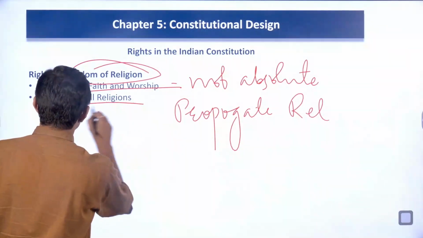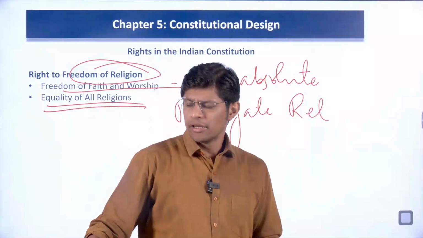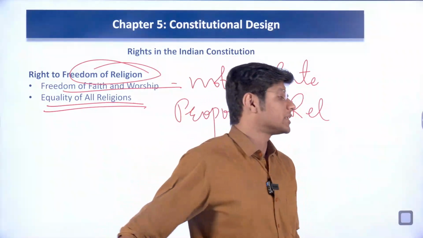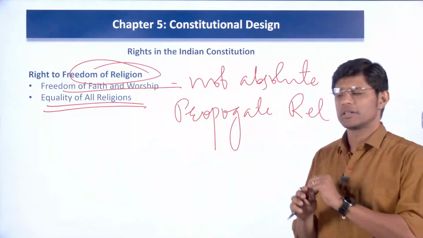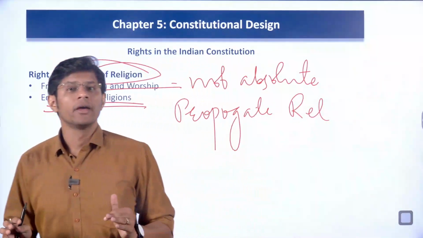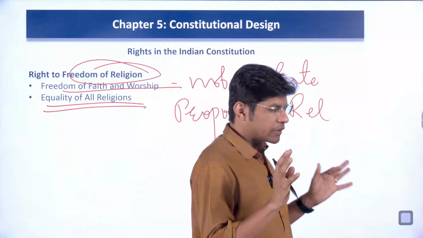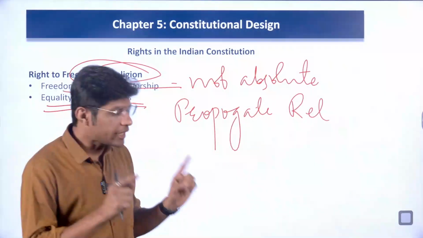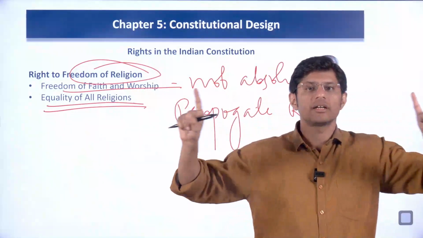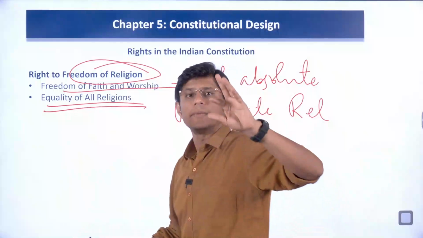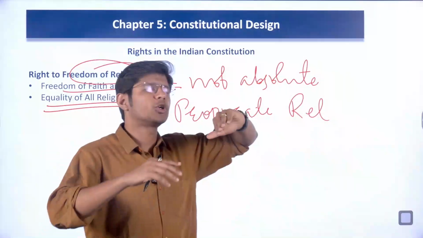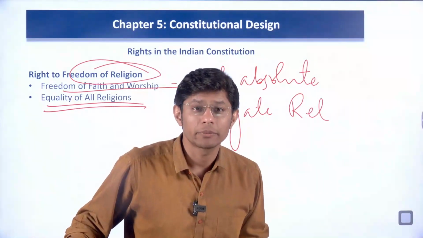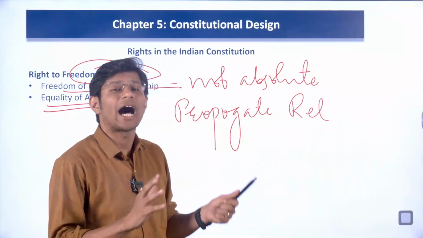Then, equality of all the religions. Now, we know that India is home to so many religions, isn't it? It is the duty of the government to treat all the religions respectfully. The state does not favor any particular religion; it is the duty of the state to remain neutral. India has no official religion, which means public offices are open to any person belonging to any religion. Anyone can become a prime minister, president, or let's say an IAS officer.